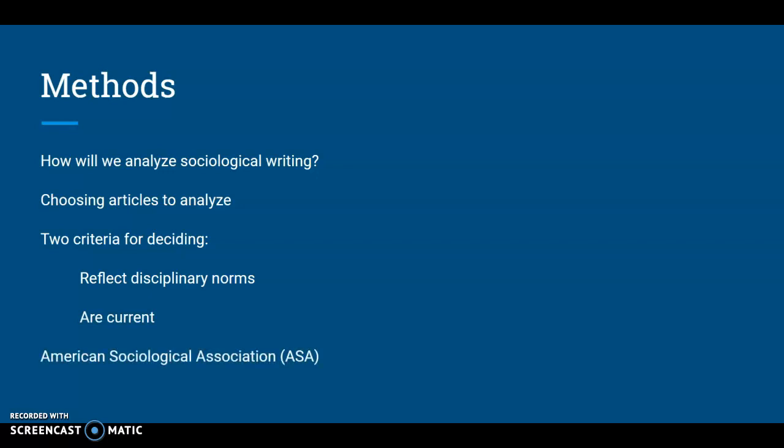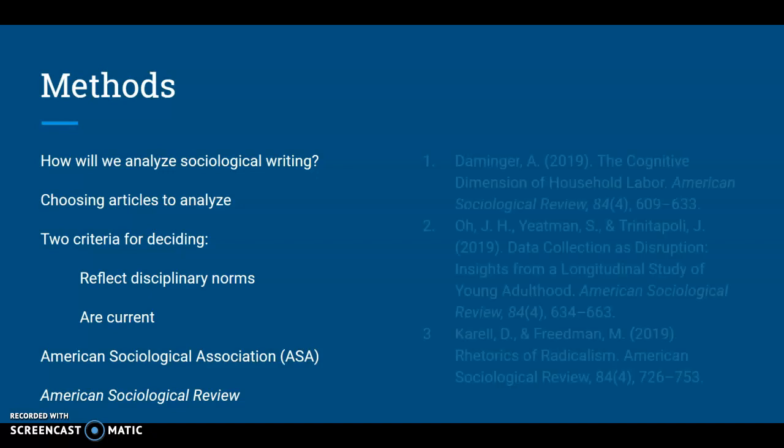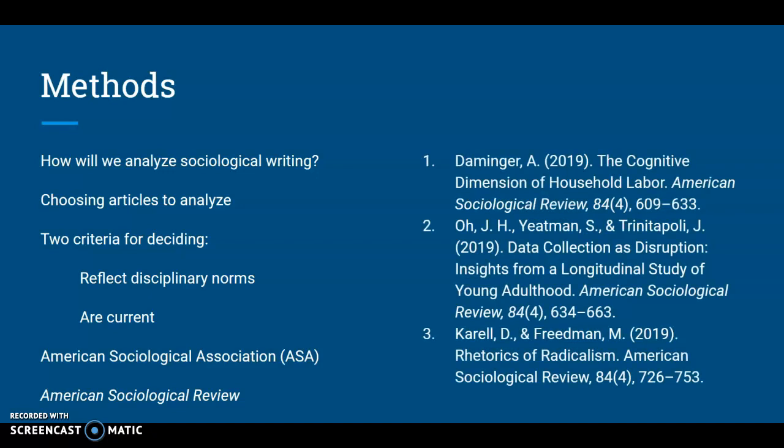So I've decided to go with the American Sociological Association's journal, the American Sociological Review. This is the most competitive sociological journal. It's kind of a golden standard for the discipline. So people look up to this journal and they try to model their own work after people who are published there. So these are the 3 articles I've chosen.